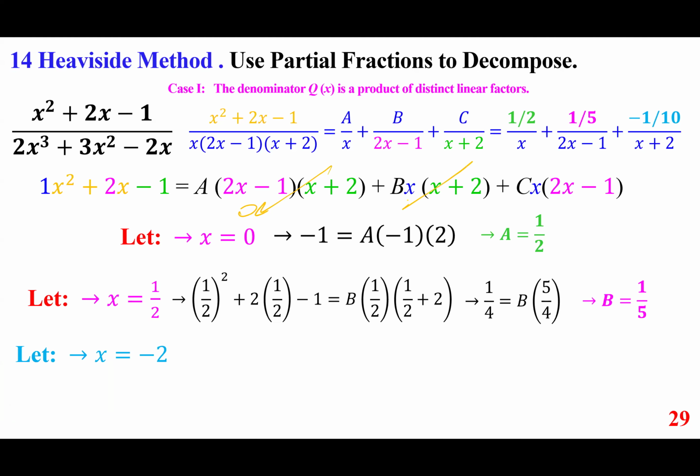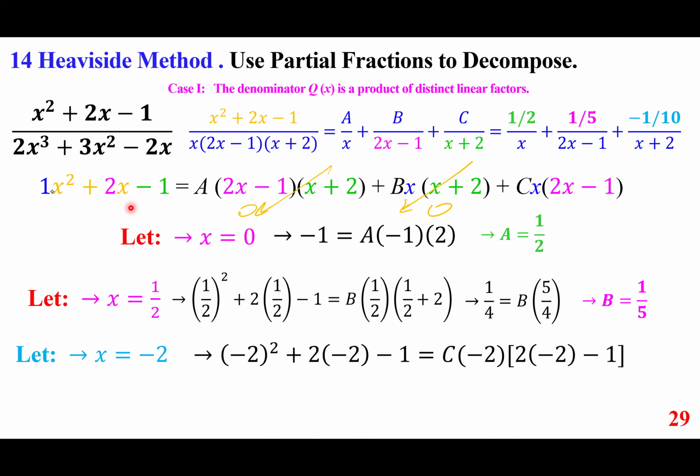This goes to 0. This goes to 0. Plug -2 into what is left here and here. -2 squared plus 2 times -2 minus 1. And the right side, c times -2, 2 times -2 minus 1. You end up with -1, and the right side is 10c. C becomes -1 over 10. Again, this is an easier way of solving that system.